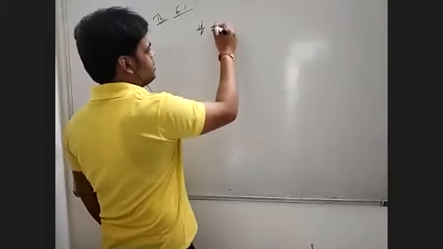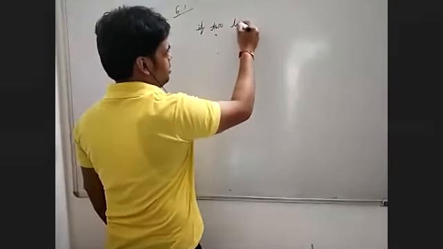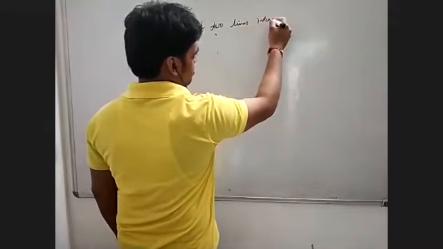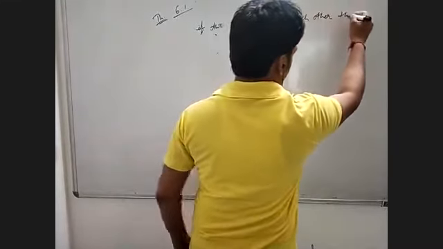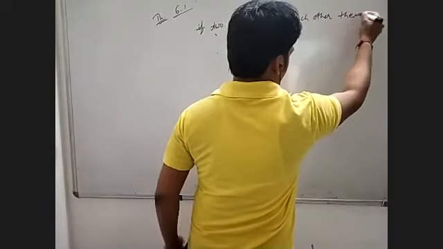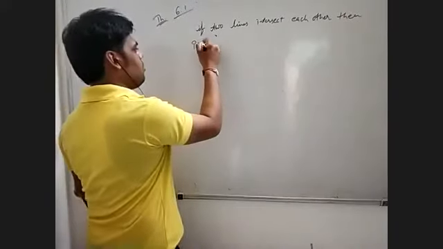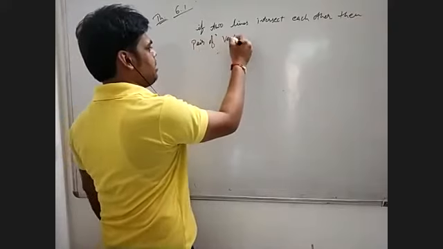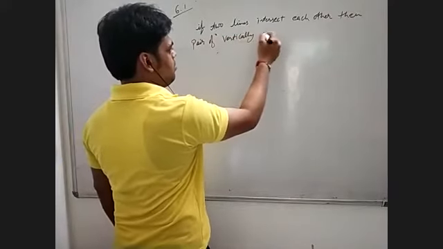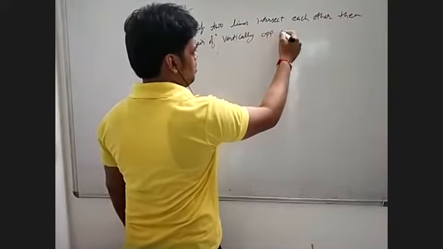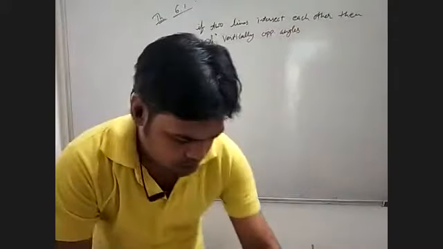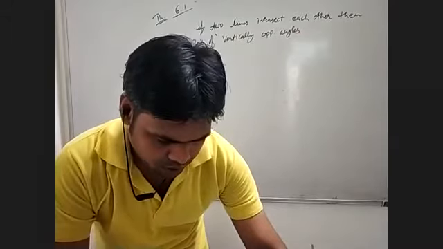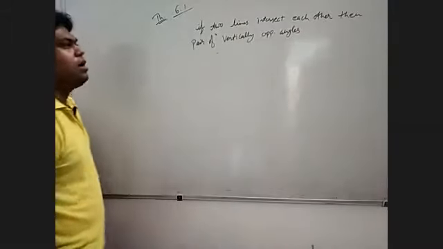If two lines intersect each other, then pair of vertically opposite angles are equal. Pair of vertically opposite angles are equal.